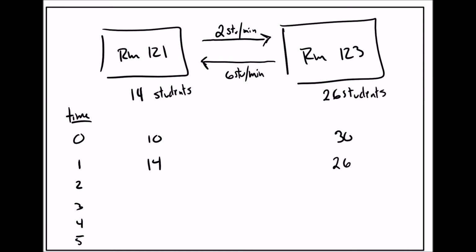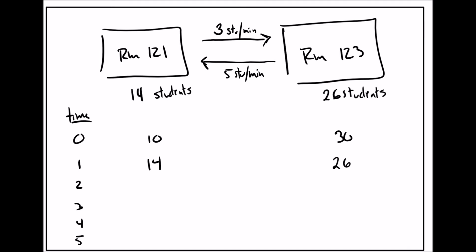Now there are fewer students in room 123, so we might expect that the rate will decrease a little bit. Fewer students want to leave because it's less crowded. At the same time, there's more students in room 121. It's getting a little bit more crowded, so more students might want to leave. Now let's consider what happens after another minute.